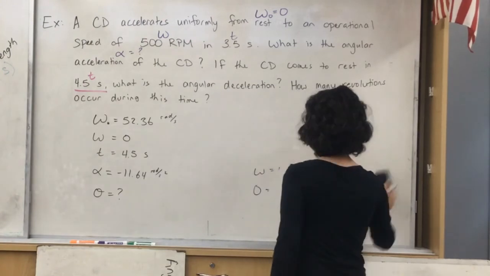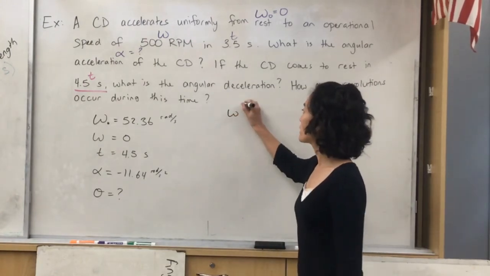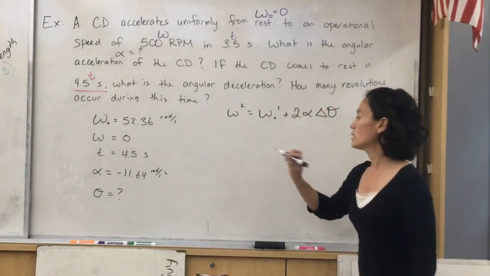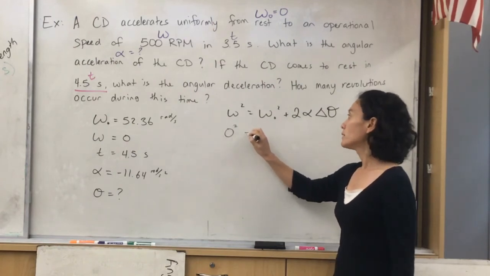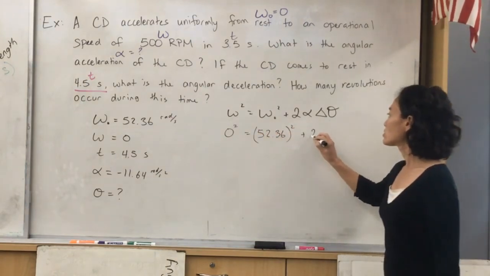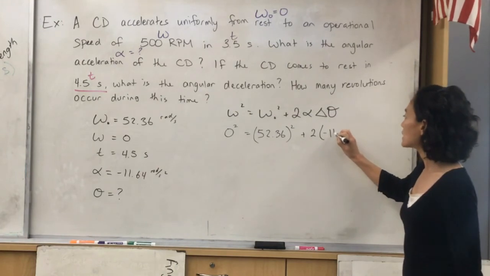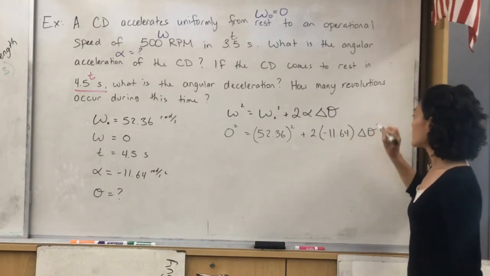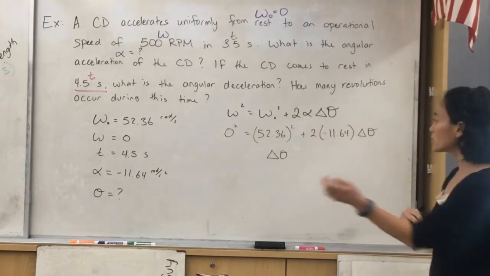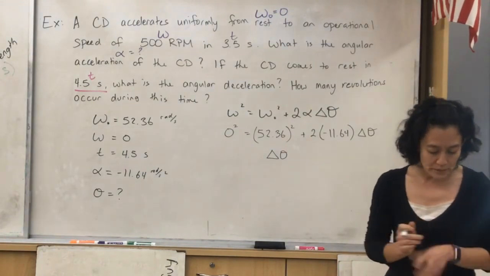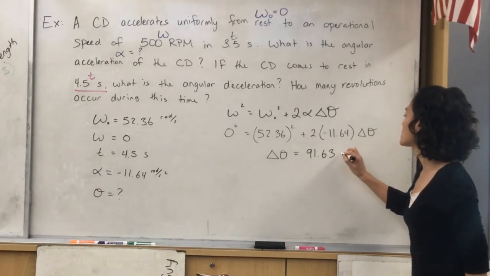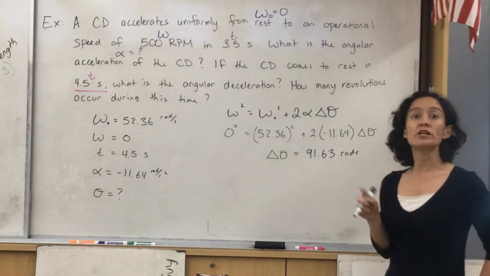That third equation says omega squared equals omega naught squared plus 2 alpha delta theta. So 0 squared, I like that, equals 52.36 squared plus 2, my alpha was negative 11.64. So we can solve for the theta. Again, pause the video, crunch the numbers yourself, solve for what the theta is, keep me honest in terms of my rounding and whatnot. I got that my theta was 91.63 rads.